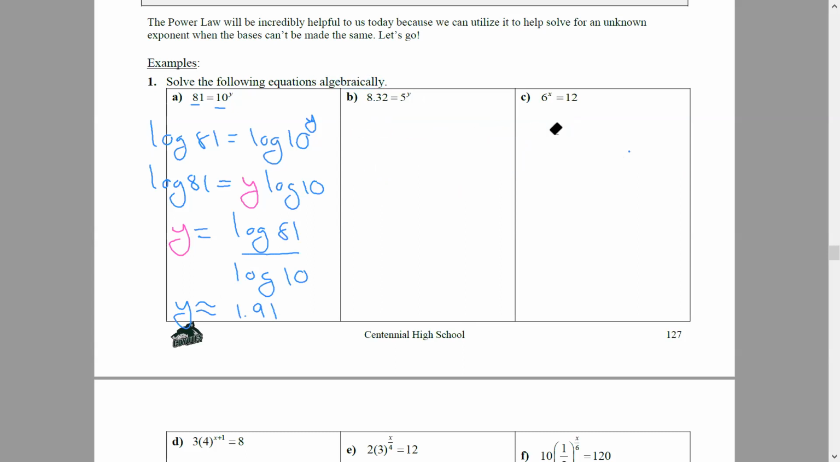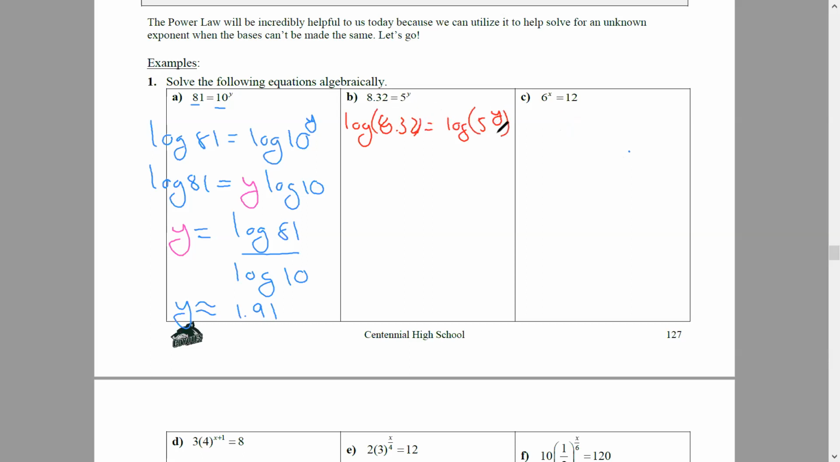So, next question. First thing I try is to say to myself, can I make the bases the same? Answer is no, so I use a logarithm. Take the log of both sides.